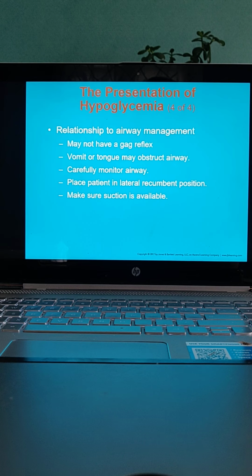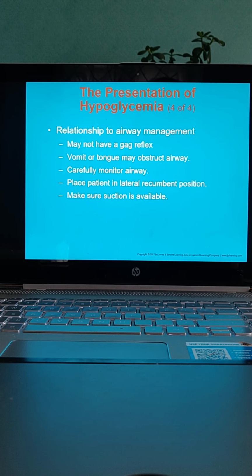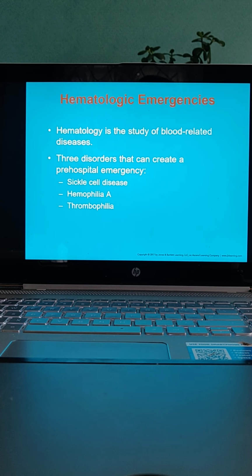Okay, get them on their left side. So if they do vomit, they're not going to aspirate it. Aspirating is when you inhale your vomit, which is disgusting, but it happens a lot. So if you lay them on their left side, if they're going to vomit, it's going to come right out of their mouth, and they're not going to breathe anything in. And make sure you have your suction unit ready to go so you can clear the airway.